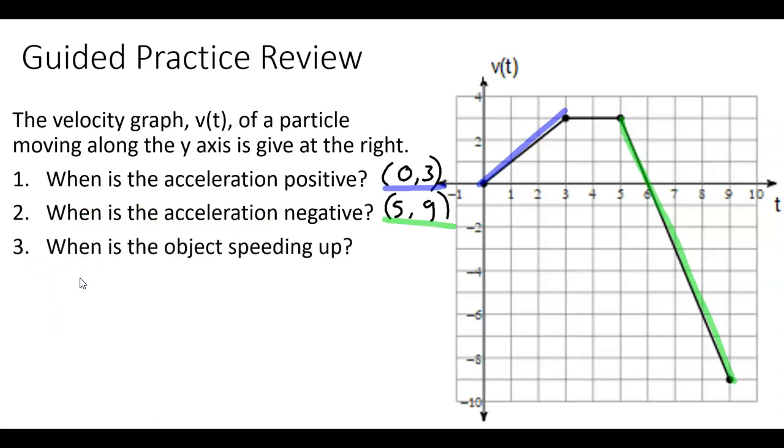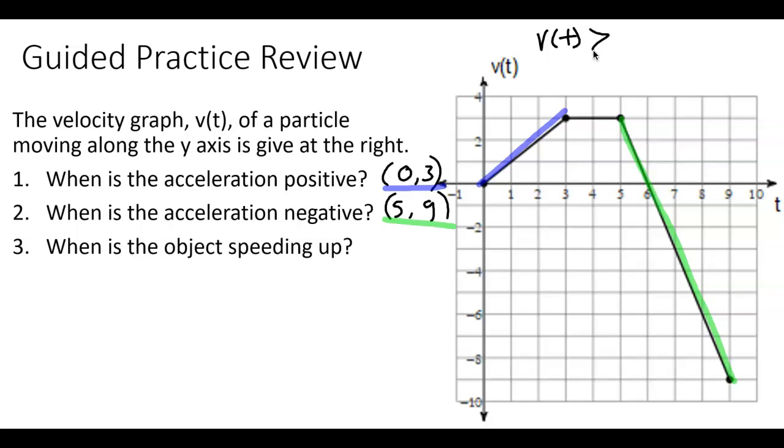Now, here's the next question. When is the object speeding up? So to answer that, we actually need to know something other than what we already have. We need to know, I'm going to add these questions up here. When is v prime positive? I'm sorry, when is v positive? We already know when acceleration is positive and negative, but we also need to know when velocity is positive.